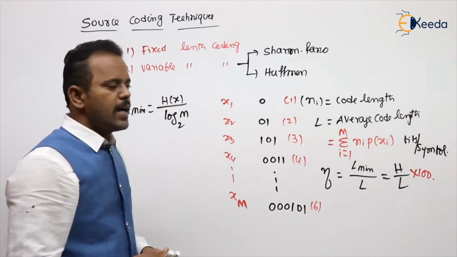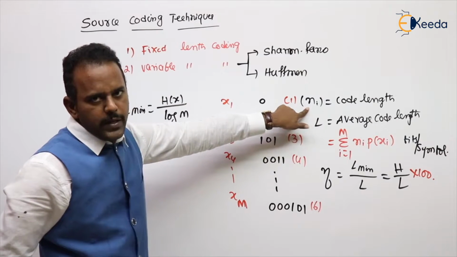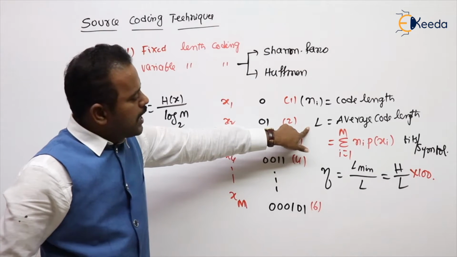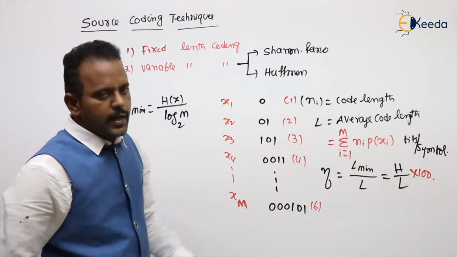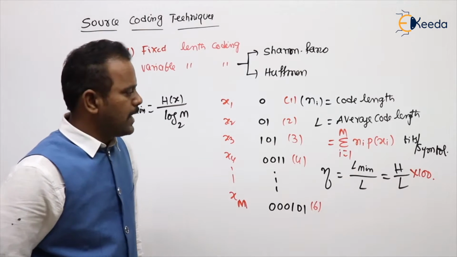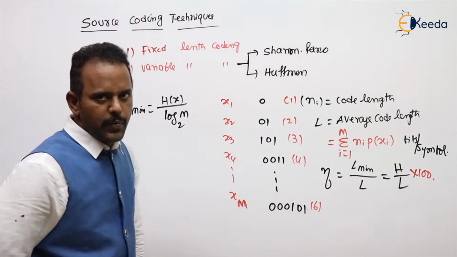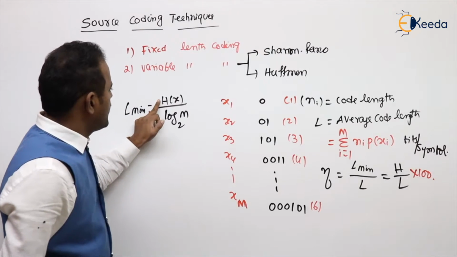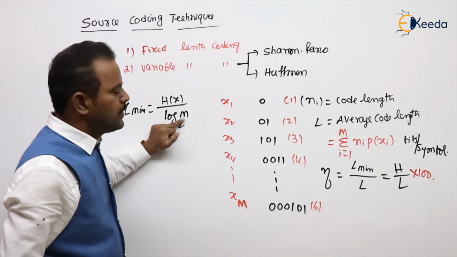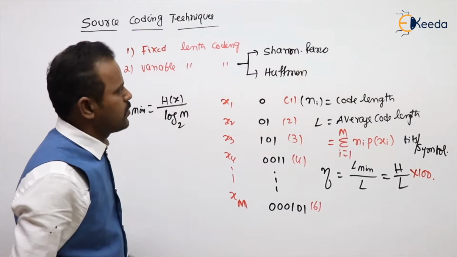So what are the 3 points we learn here? The first thing is what is called code length. The number of bits in each code is called code length. Average code length, L equal to summation i equal to 1 to M, because M symbols are there, Ni into its probability, bits per symbol. What is efficiency? L minimum by L, which is equal to H by L into 100%. Got my point? Actually, L minimum is H of X entropy by log M base 2. Generally, this M value, if they mention it, take that. If generally they won't give you, you can take 2, log 2 base 2 is 1.